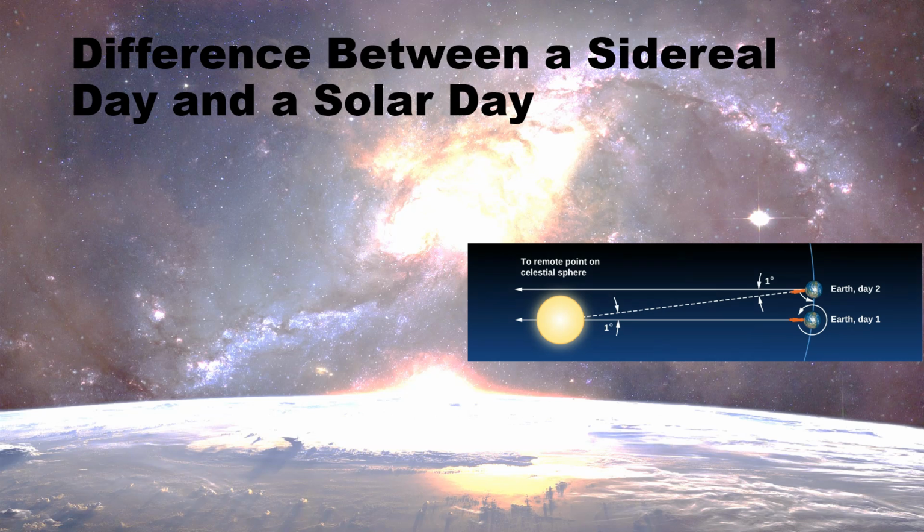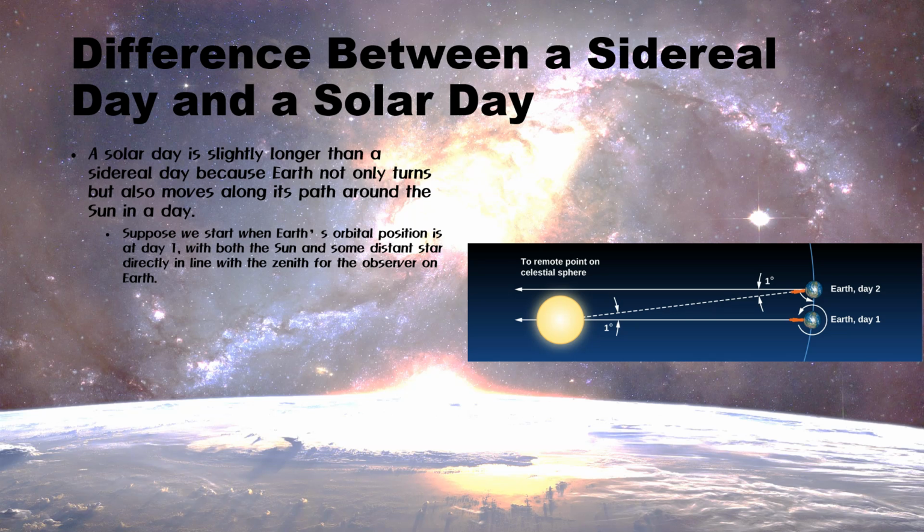So what exactly is the difference between a sidereal day and a solar day? Well, a solar day is actually slightly longer than a sidereal day because Earth not only turns, but also moves along its path around the sun in one day. To illustrate this, we have this picture here. Let's say we start when Earth's orbital position is at day 1, with both the sun and some distant star directly in line with the zenith for the observer on Earth.